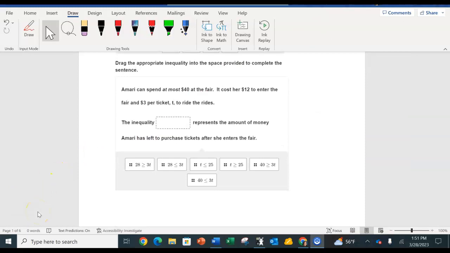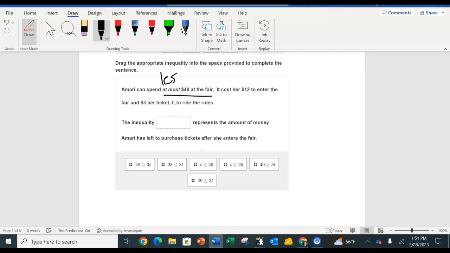All right, this question says, drag the appropriate inequality into the space provided to complete the sentence. All right, it says Amira can spend at most $40 at the fair. All right, at most $40. That means she probably has $40, so she can spend 40 or less. You can't spend $45 if you only have 40. So at most means less than or equal to, okay?